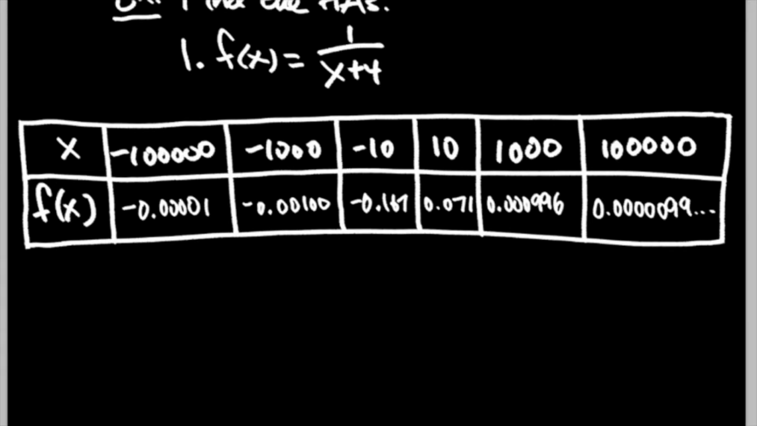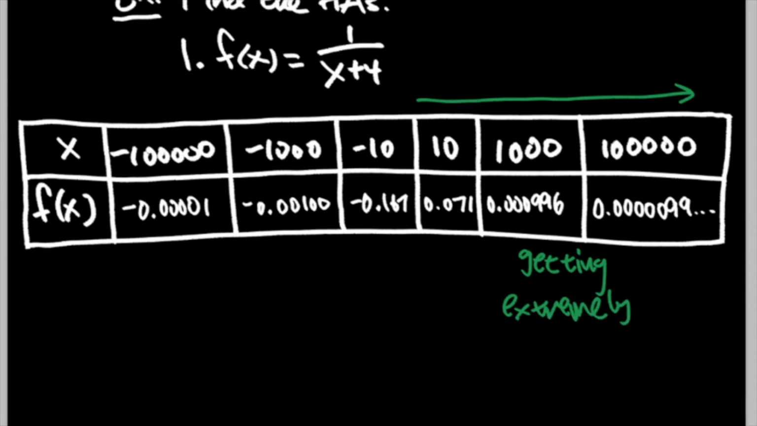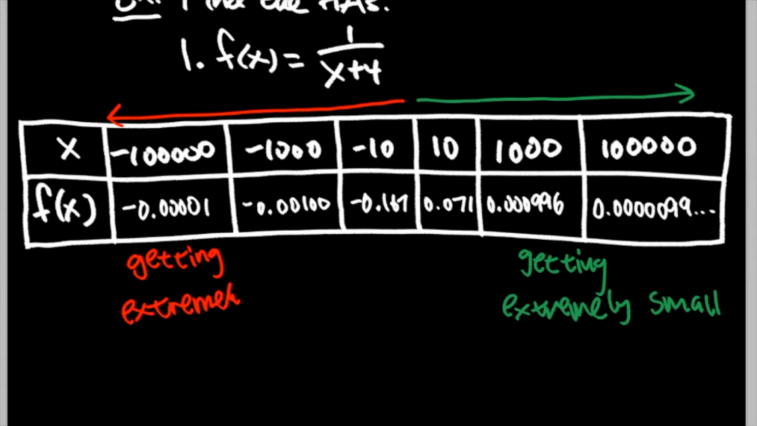So looking at x getting really big positively, we see that the f of x value is getting extremely close to 0. That's what it means when it gets extremely small. And if we look in the negative direction, we see the exact same thing happening. It is also getting extremely small. And extremely small, what that really means, again, is that this is approaching 0.